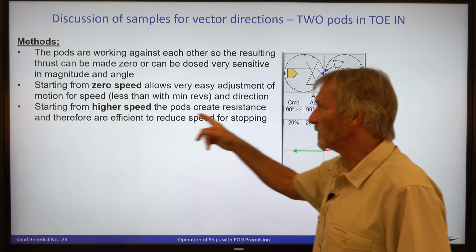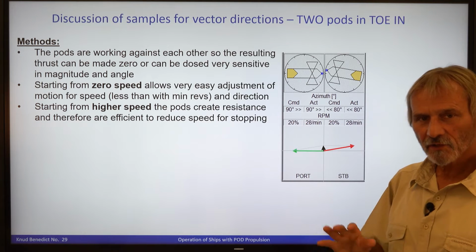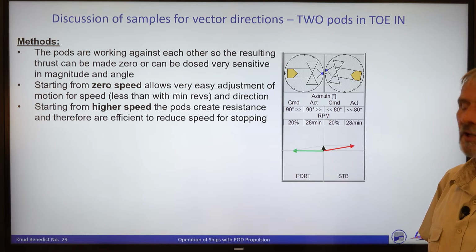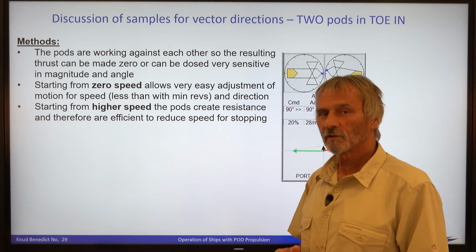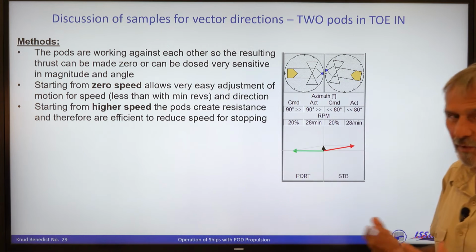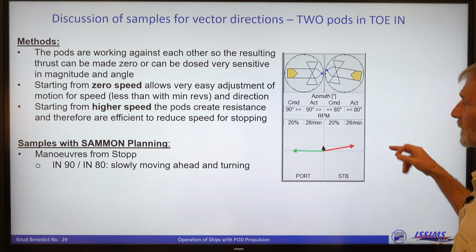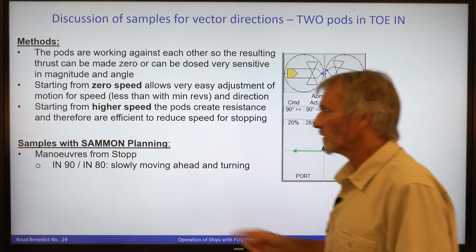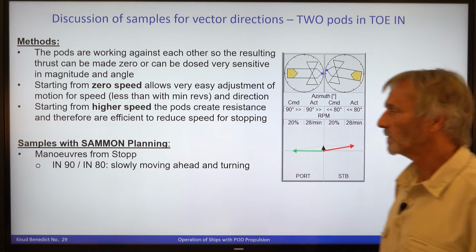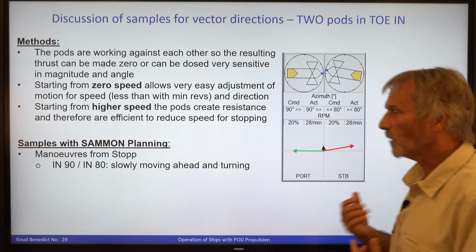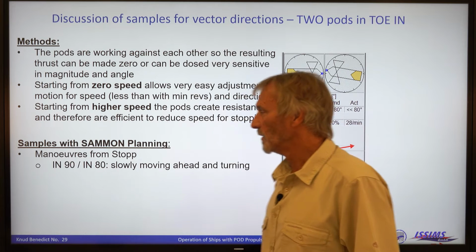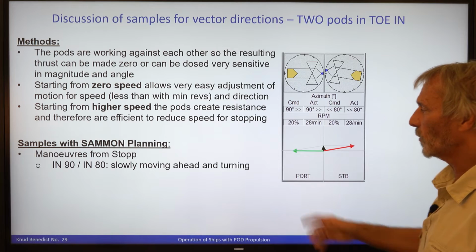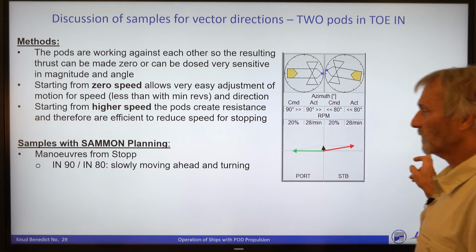And from higher speed, the pods can, apart from other steering effects, create tremendous resistance to stop a ship much faster than with a normal propeller mode. The samples I will show with the SAMMON planning tool, these are maneuvers from a stopped ship first, and I will start with 90, slowly moving the ship ahead, turning the pods a little bit in the forward direction, and you will see the effects.